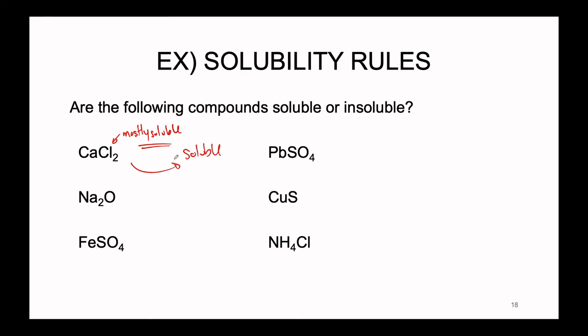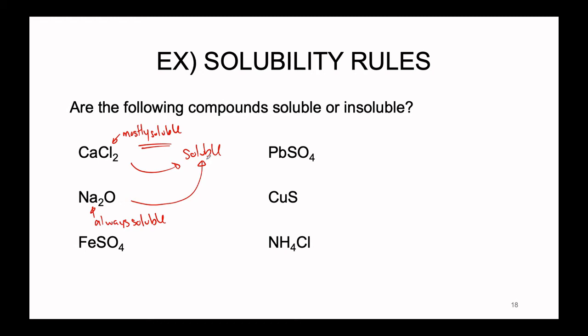All right, next we have sodium oxide. And our first question should always be, is one of the ions present on that always soluble list? And in this case, we can see, yes, the sodium is one of those, again, always soluble ions, meaning that our sodium oxide is also going to be soluble. It doesn't matter what the oxygen's nature in terms of solubility is, the sodium will win. It is always soluble.